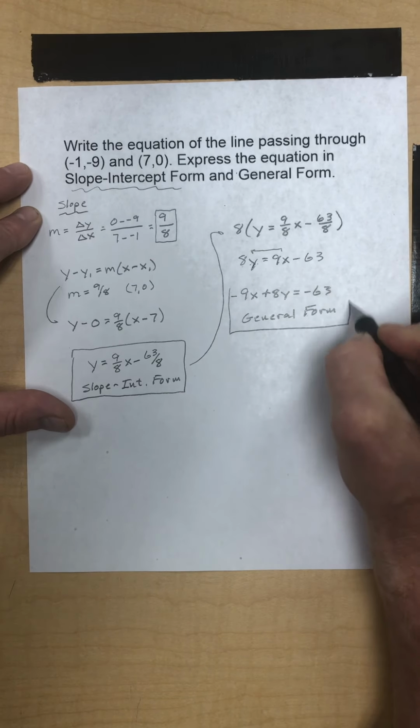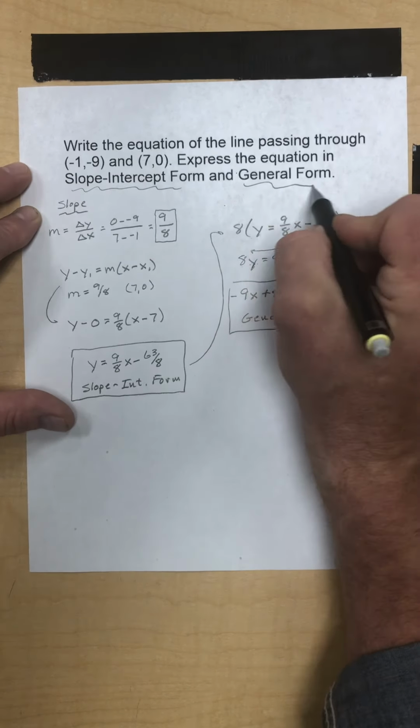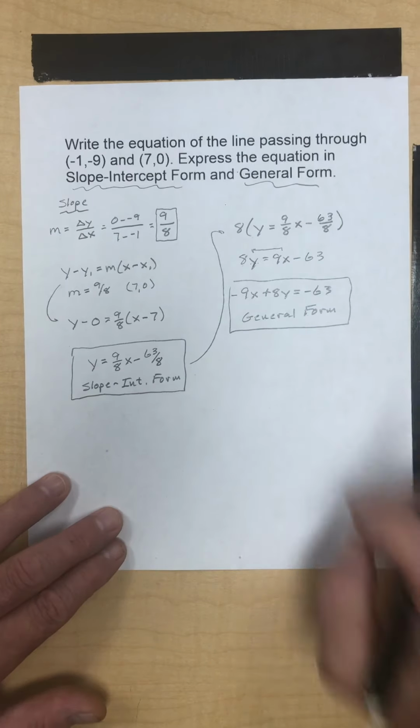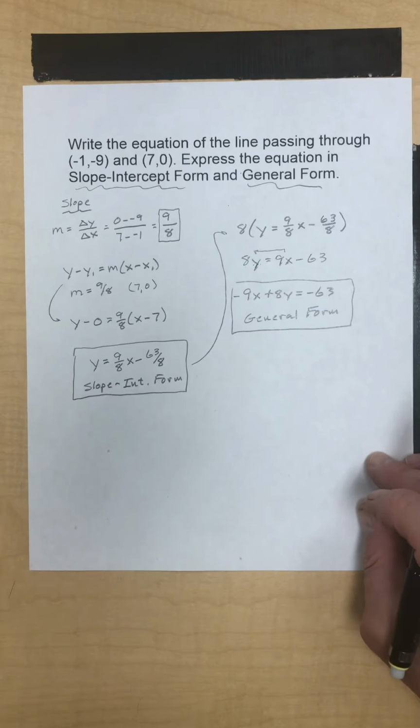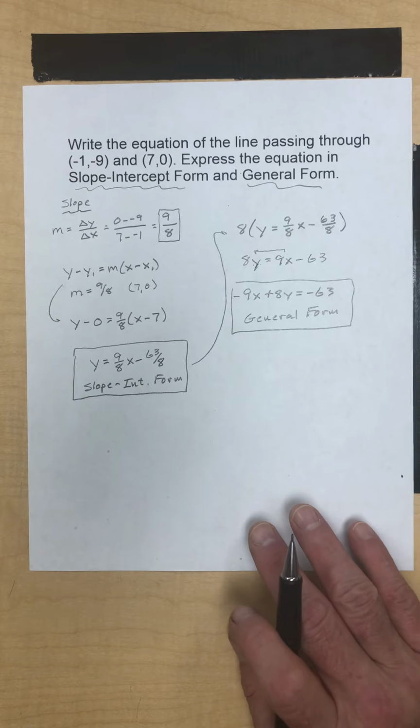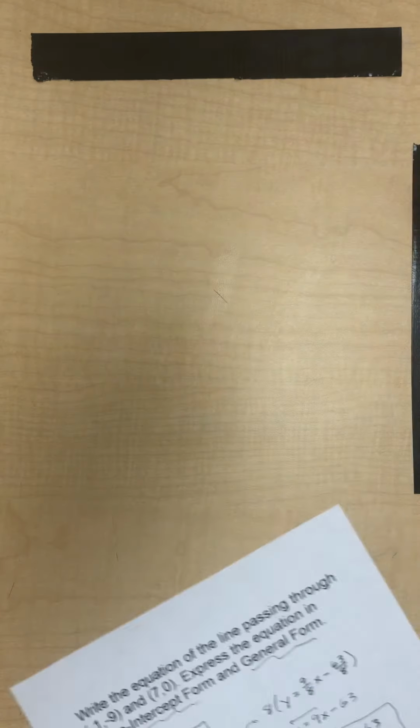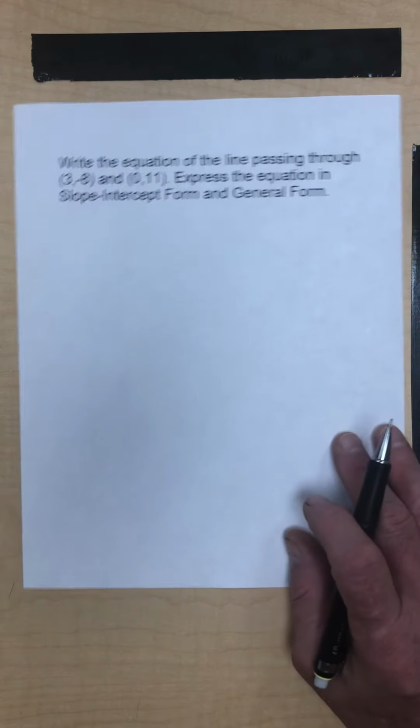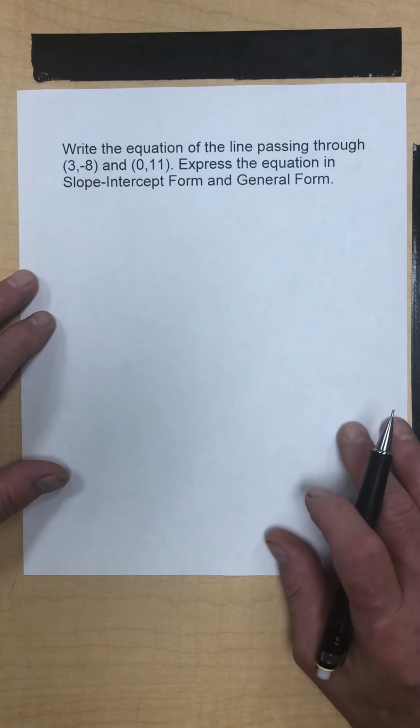So let's see. Well, we've got everything done. So we're good. So those are my two possible widely accepted forms of the linear equation. Okay, let's try one more.